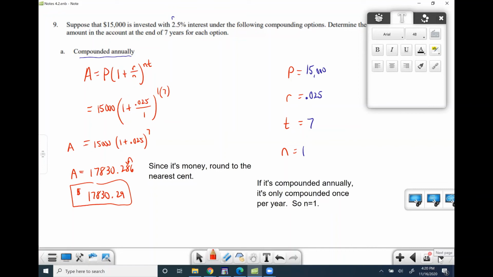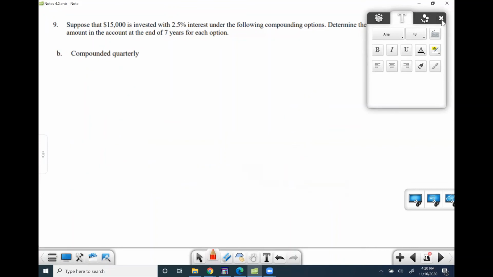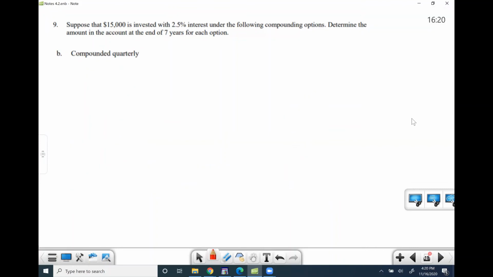So we're going to up the number of compoundings, you guys. We are going to compound quarterly. Same scenario. So the principal, the original amount, was still $15,000. The rate is still the same. It's going to be that 0.025. Don't forget to always move the decimal place twice. The time will be 7 years. But we're going to compound it quarterly. So what would be the number of compoundings per year?